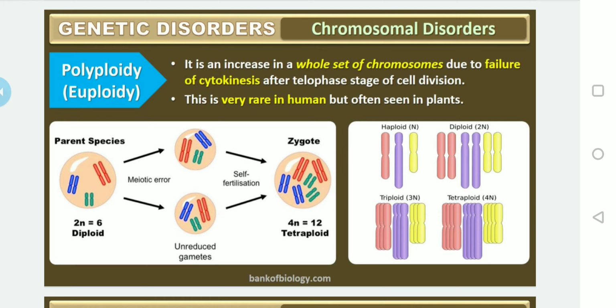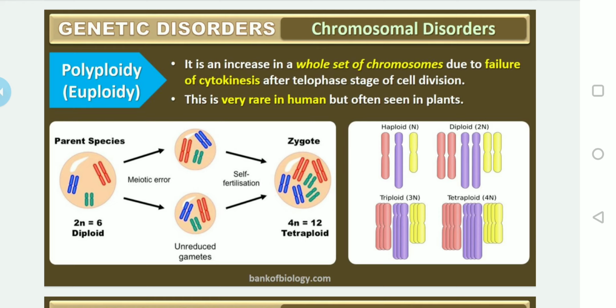But what happens in the case of polyploidy, an increase in a whole set of chromosomes due to the failure of the cytokinesis. After karyokinesis, there will be no cytokinesis. Then after the telophase stage of the cell division also, the whole set of the chromosomes is increased. So this is an abnormality, isn't it? That is the reason. And remember, it is very rare in humans but often seen in plants.